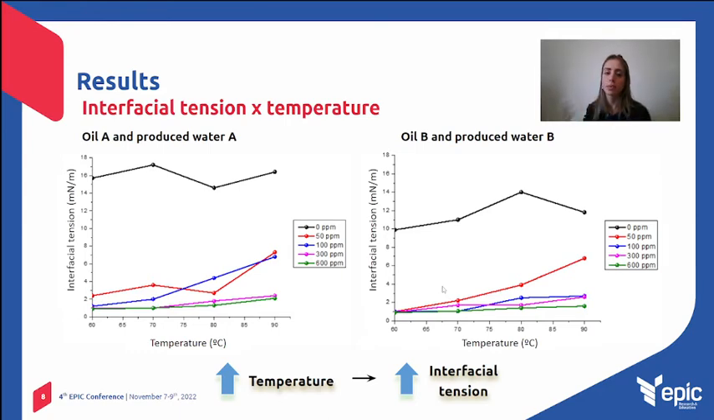Looking for some explanation, I worked with ethoxylated demulsifier, and its solubility can be changed by temperature. As the temperature increases, the demulsifier becomes more soluble in oil than water, and then decreasing its efficiency at the interface, and consequently decreasing its efficiency in the demulsification. And then we can observe the interfacial tension increasing.